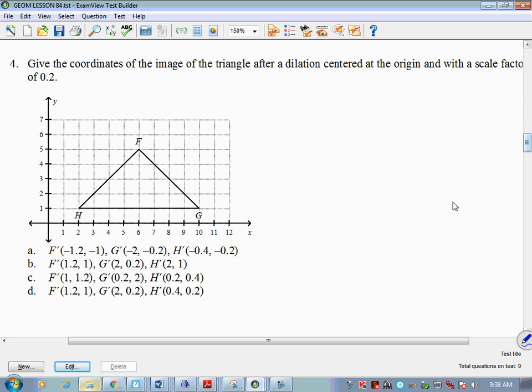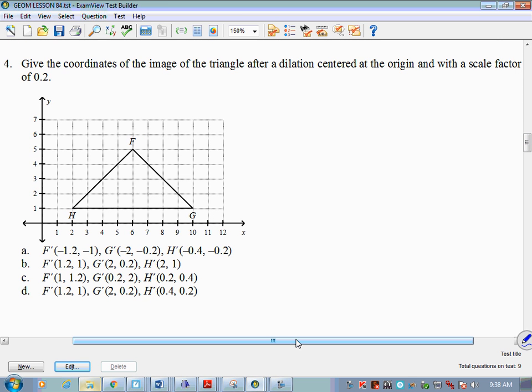All right, so this is a really good question here, and you'll probably see this on a test. All right, what this is going to show you is that if we do this on a coordinate plane, my image will actually move. Okay? All right, so we want to give the coordinates of the image of the triangle after a dilation centered at the origin with a scale factor of 0.2.